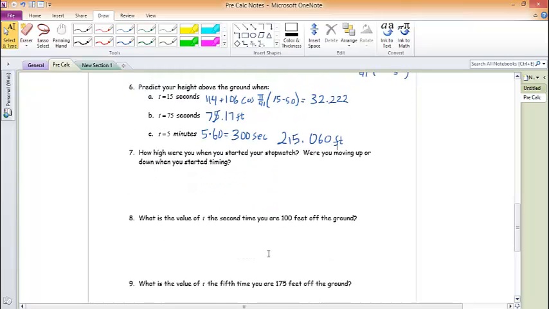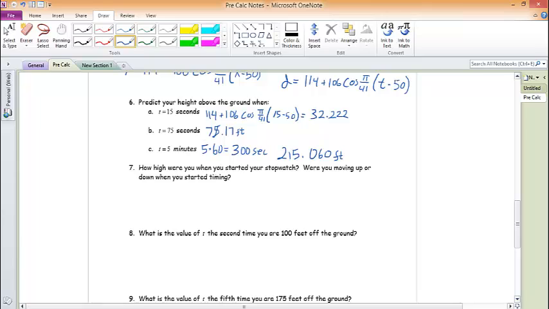Okay. How high were you when we started our stopwatch? Well, when we started our stopwatch was at 0. So we're going to look at our graph, and we're going to look over towards the y-axis. We're going to ask our graph, once again using the trace function, what we were at 0. And when we were at 0, we noticed that we were at 32.222. That was our height. And were you moving up or were we moving down? Well, if we type in 1 or 1 second later, we notice that we get 27.299, but we were moving down. So we were at 32.222, and we were moving down.